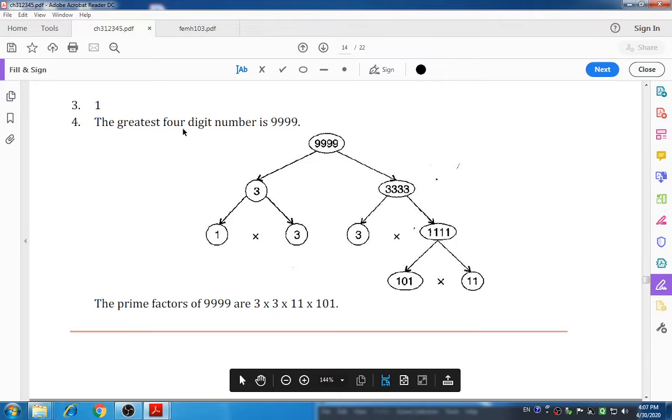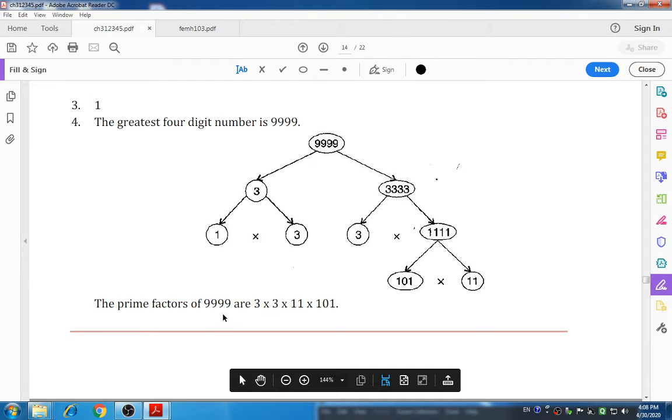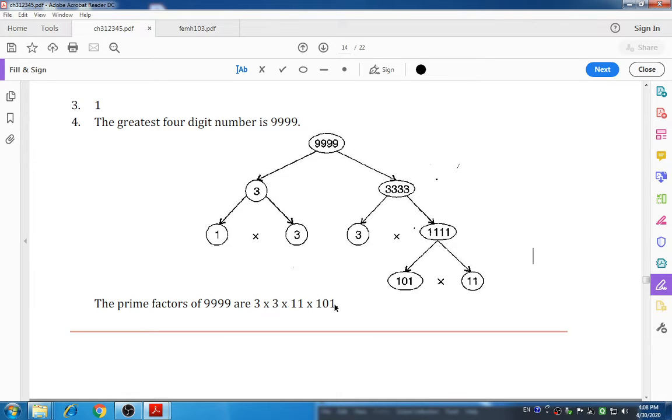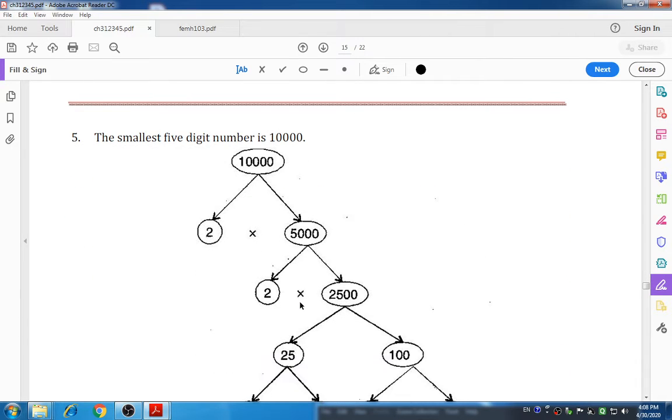Look at here, the greatest 4-digit number is 9999, and if we divide this by 3, we get 3 into 3333. Again 3333 can be factorized into 3 into 1111. So this 1111 can be factorized into 101 and 11. So the prime factors of 9999 are 3 into 3 into 11 into 101.